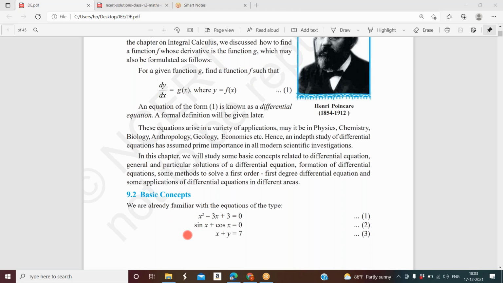Anything we can write, like x minus 3. It's a first degree equation. Or y minus 3, I can say. Or xy minus 3 equal to 0. So these are all equations.